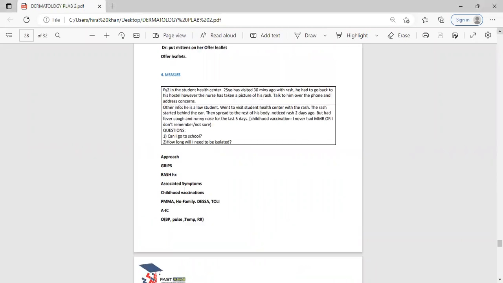Okay, so the next is the measles, people. So what does the measles station say? There's a 25-year-old who has visited you 30 minutes ago with a rash, and she had to go back to her hostel before the nurse has taken the picture. Talk to her over the phone and address the concern. So the patient has visited, the nurse has taken the picture of the rash, and now you are calling the patient. Okay, so you have to take the history on the phone.